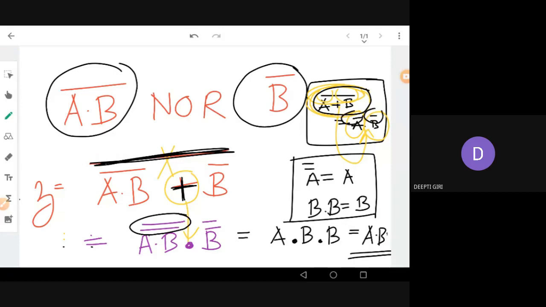Okay. So likewise, I changed plus into dot, ORing into ANDing. The bar is splitted. You can see bar is splitted. Okay. So A bar whole bar is A only. I know this thing. A bar whole bar is A. So this becomes A into B, and into B double bar, again B. So A into B into B. That is nothing but A into B, a NAND gate. So this gate is ultimately a NAND gate. Okay. Fine.